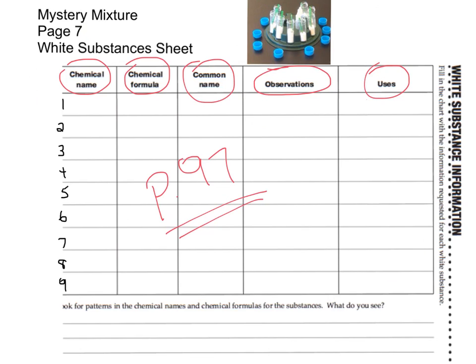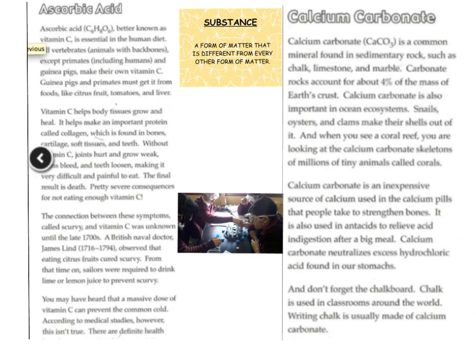So on the next slide I show you, I've copied from your chemical interactions book each of the 9 white substances. And it might appear a little blurry, but that's as good as I could get it. So each substance that you're seeing, the word substance, it's a form of matter that is different from every other form of matter. So ascorbic acid is a substance, calcium carbonate is a substance.